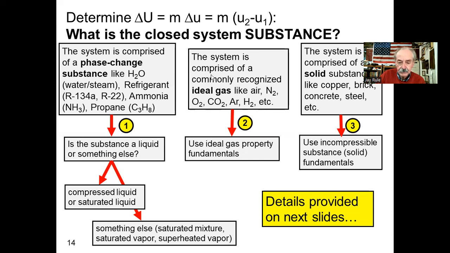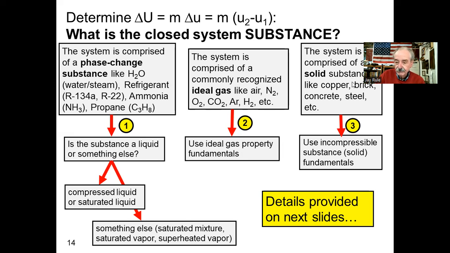The next category of substances, the system is comprised of a commonly recognized ideal gas. And commonly recognized ideal gases are substances like air, a mixture of nitrogen and oxygen, nitrogen, oxygen, CO2, carbon dioxide, argon, hydrogen, and on and on, things that you recognize in your mind as a gas. Well, the way you're going to get delta U, U2 minus U1, that's what we're looking for, you're going to use ideal gas property fundamentals. More on that in a second.